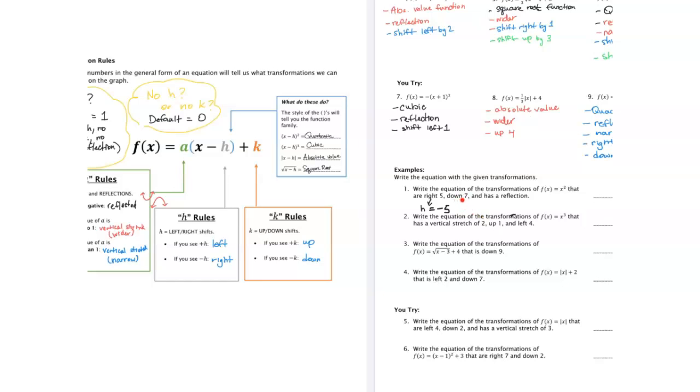We have a down 7. So going up and down is controlled by our k. And so if we have a down 7, we're going to have a negative 7 as our k value. So our k is going to be a negative 7. And then we have a reflection. So that means that our a value is going to be a negative number. So our a equals a negative.